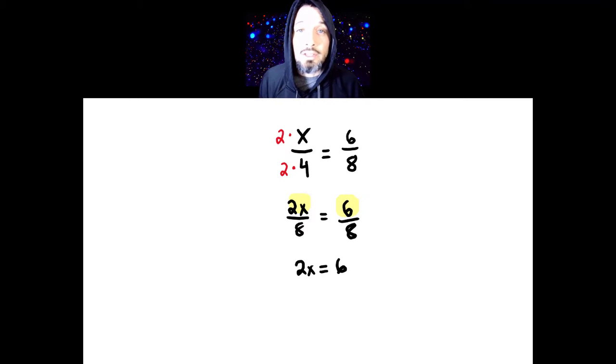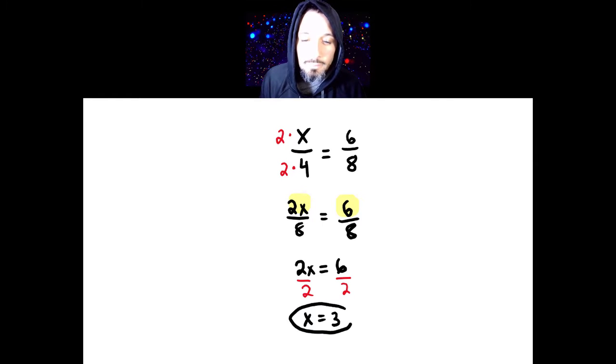Which means if I wanted to solve this now for x, all I would do is use the division property of equality and divide both sides by 2. And you can see that I would get x is equal to 3. And that would be my missing value.